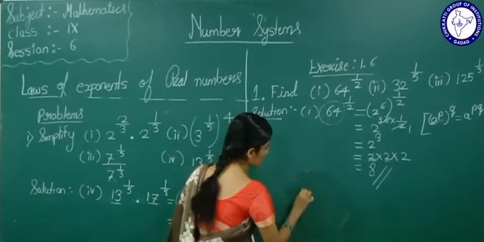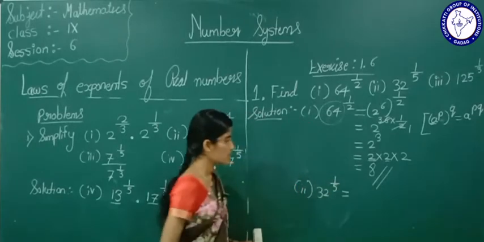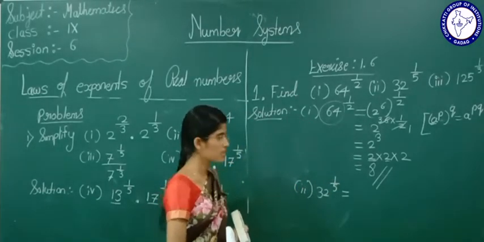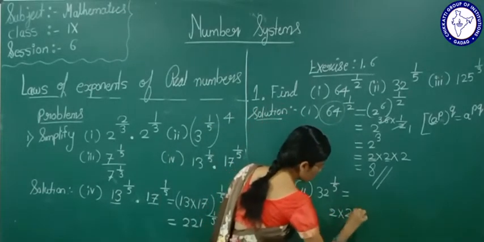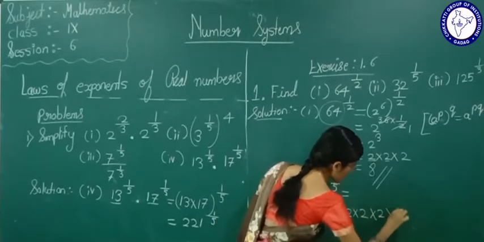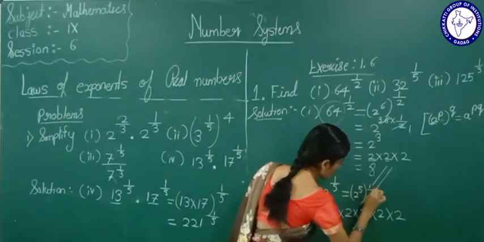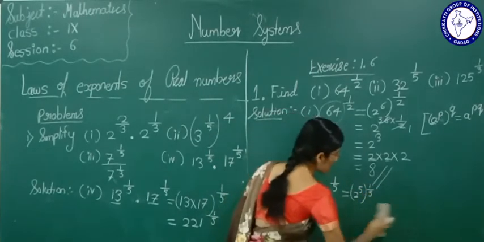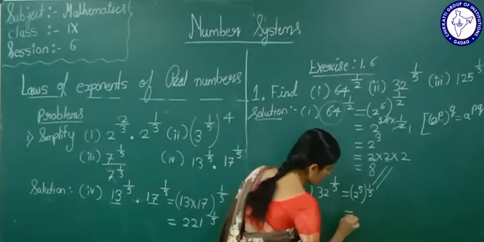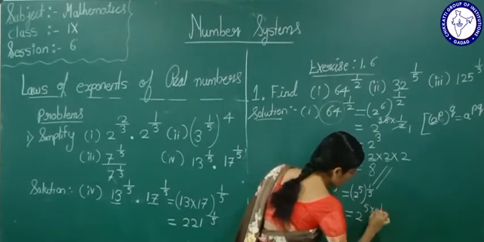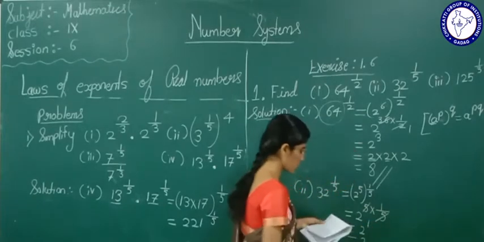Now see the second one: 32 raised to 1 by 5. How can 32 be written? 2 2s are 4, 4 2s are 8, 8 2s are 16, 16 2s are 32. So (2 raised to 5) raised to 1 by 5. Again the same law: (a raised to p) raised to q is a raised to pq. Here 2 raised to 5 into 1 by 5, the 5 will get cancelled. It is 2 raised to 1, which is 2.